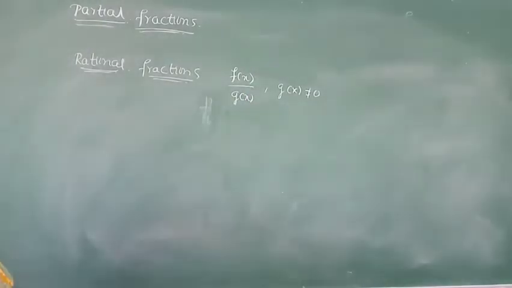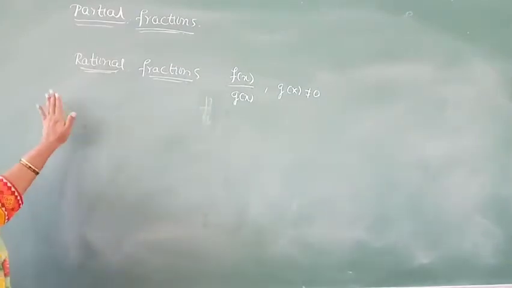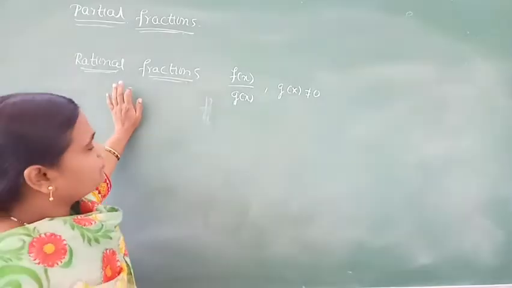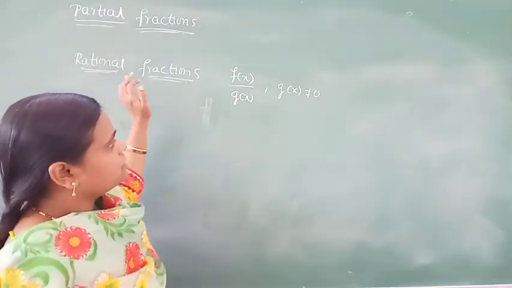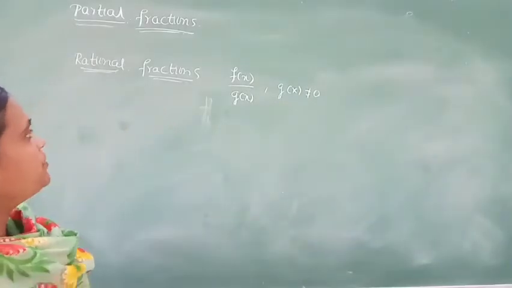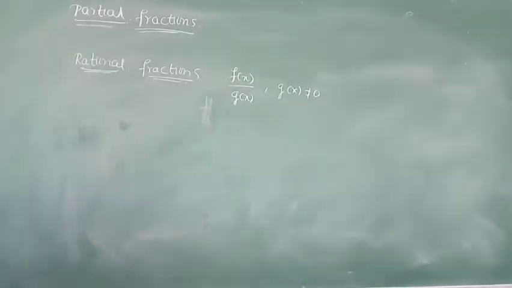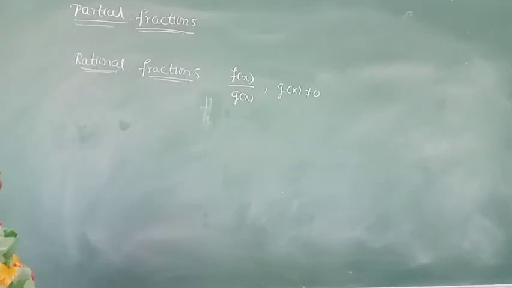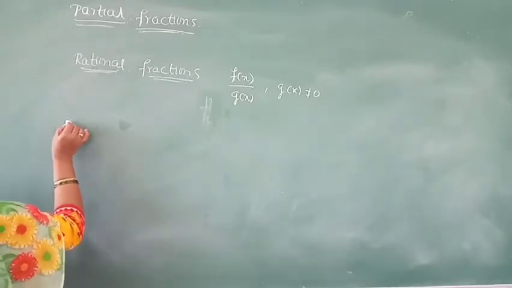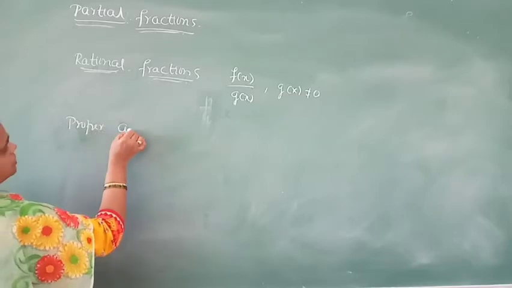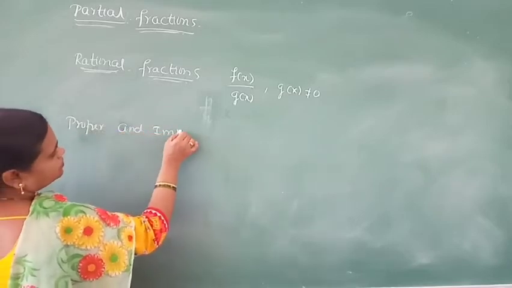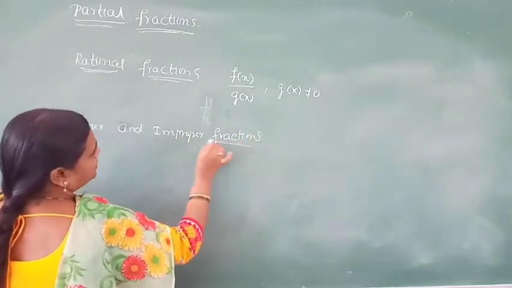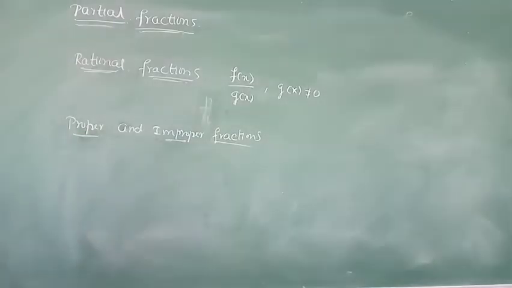Next, after knowing the rational fraction, what is the definition of a rational function? A function in the form of f of x divided by g of x, with the condition g of x not equal to 0. Such a fraction we call a rational fraction, and here f of x and g of x are polynomial functions. After knowing this, now I will take proper and improper fractions.